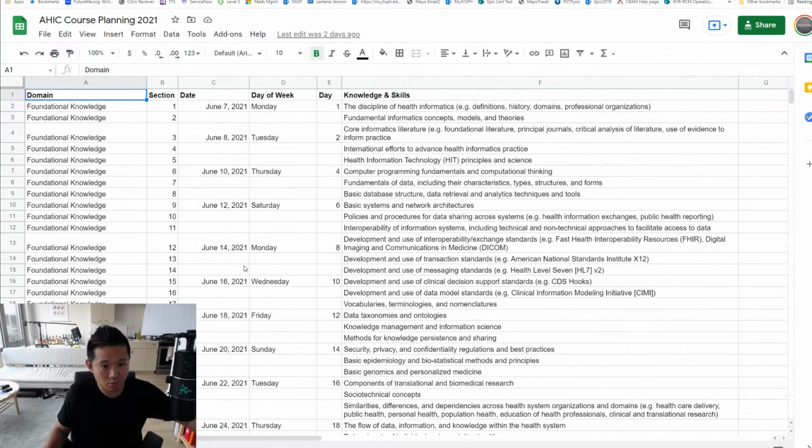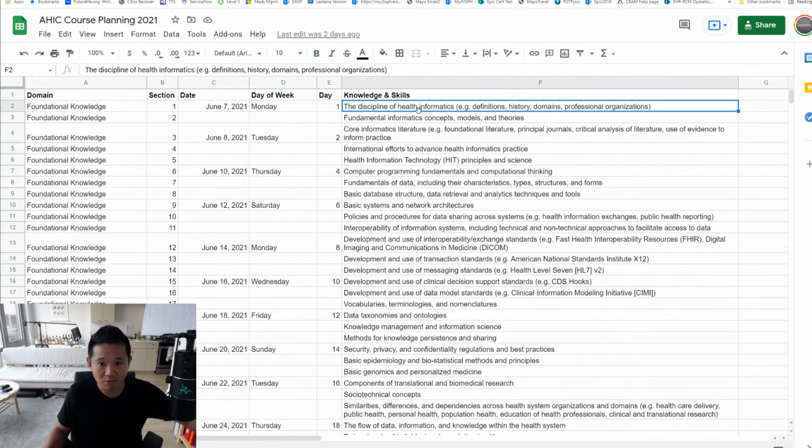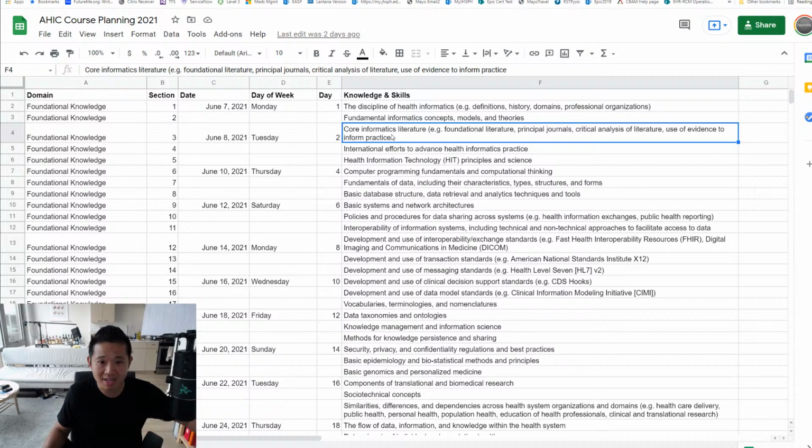Today's topic is the same one as yesterday, which is just the latter part of it. So let's see, what do we have? Yesterday was the discipline of health informatics, and we did a little bit of the fundamental informatics concepts, models, and theories. Today, we're actually going to finish fundamental informatics concepts, models, and theories. And then day 2, we're also supposed to do core informatics literature. So those would be the 2 topics for today.